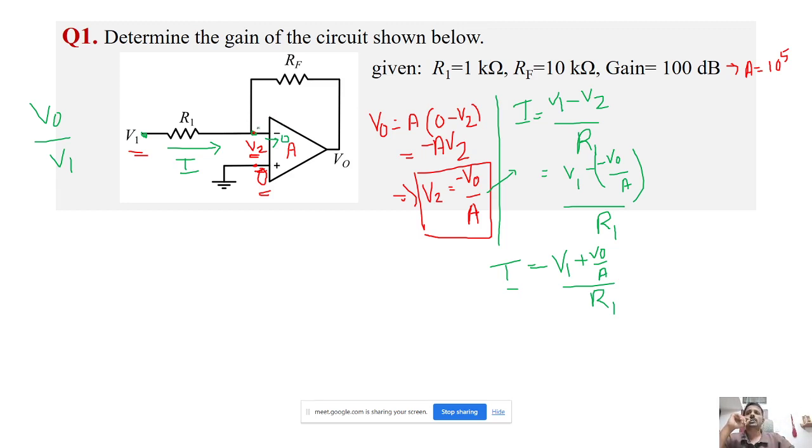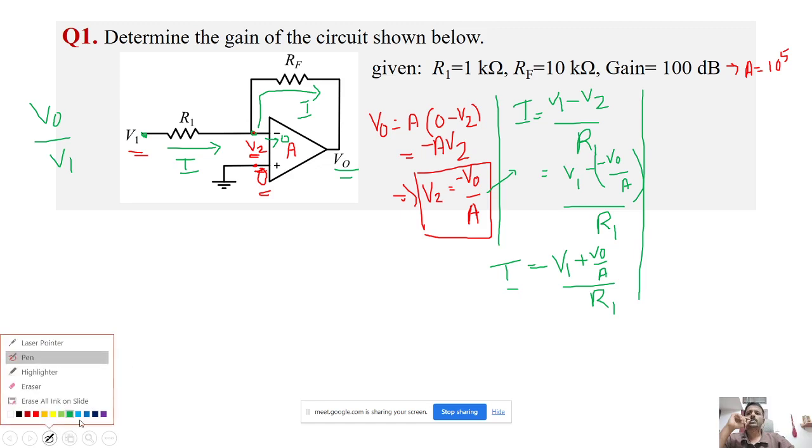So what is the current through the feedback? The current through the feedback will be I. So from here we can determine what the voltage V0 is. Since the current is flowing in this direction, the voltage drop across RF will be plus minus like this. The polarity will be plus here and minus here.